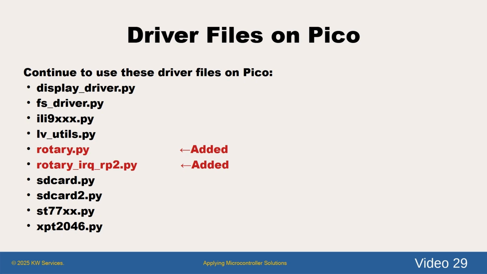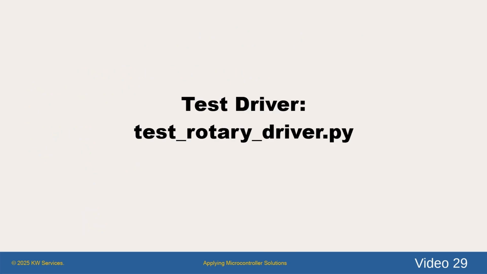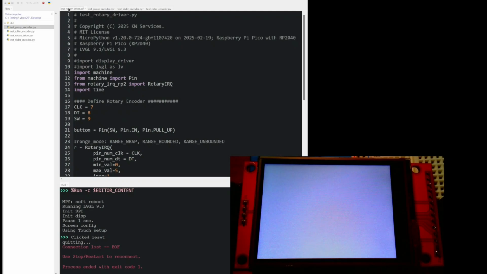By now you should have this collection of files on the Pico. Let's test the wiring and the new driver files. Please open Test Rotary Driver Pi in Thonny, and we'll bring up the Test Rotary Driver program. Here you can see I have the rotary driver.